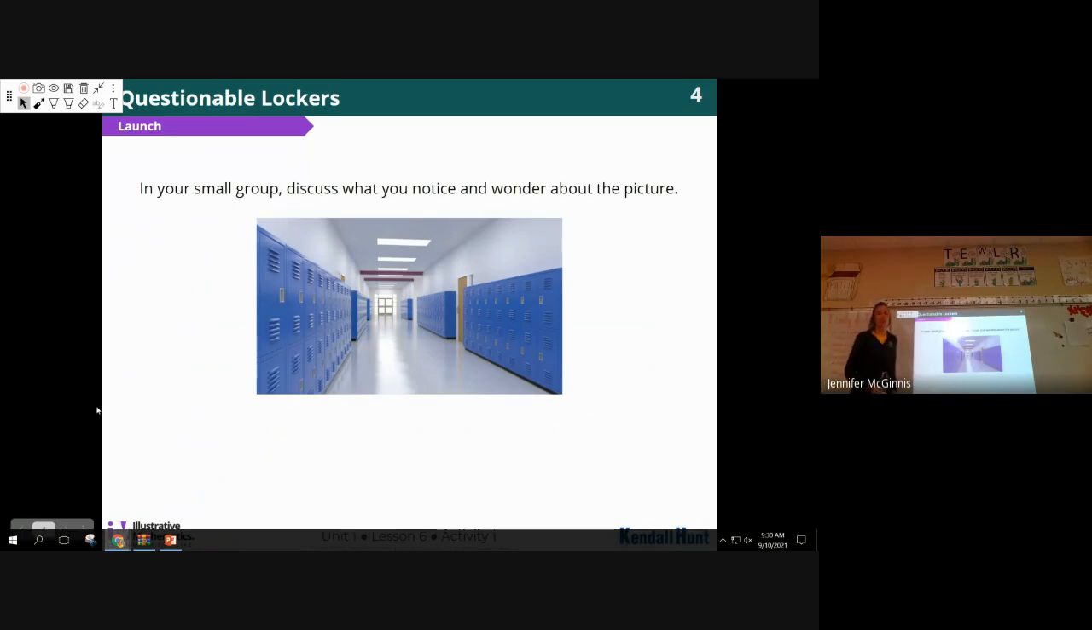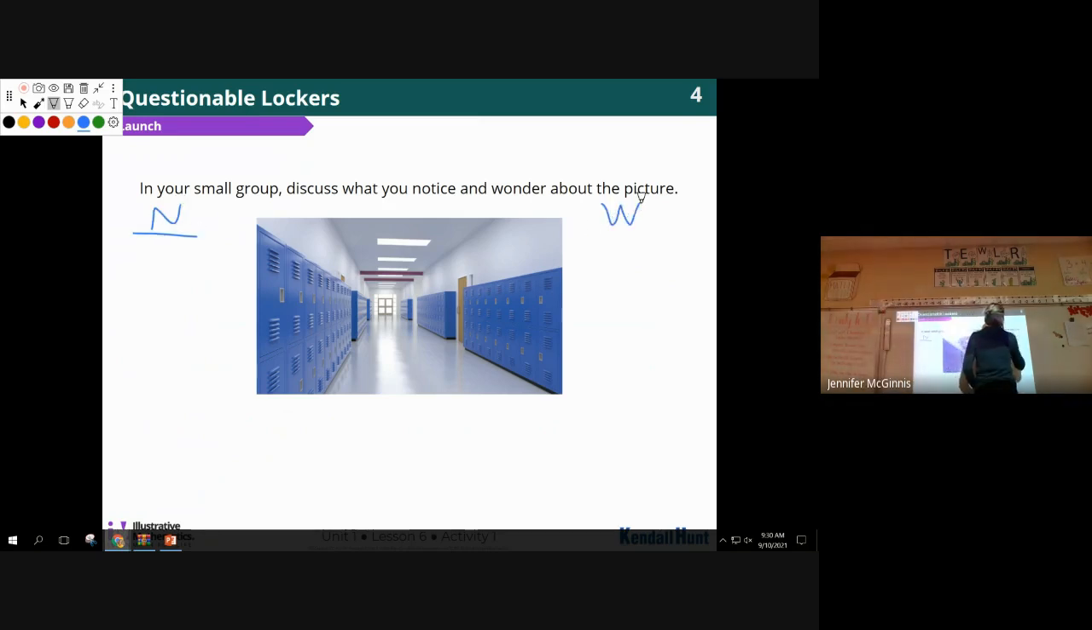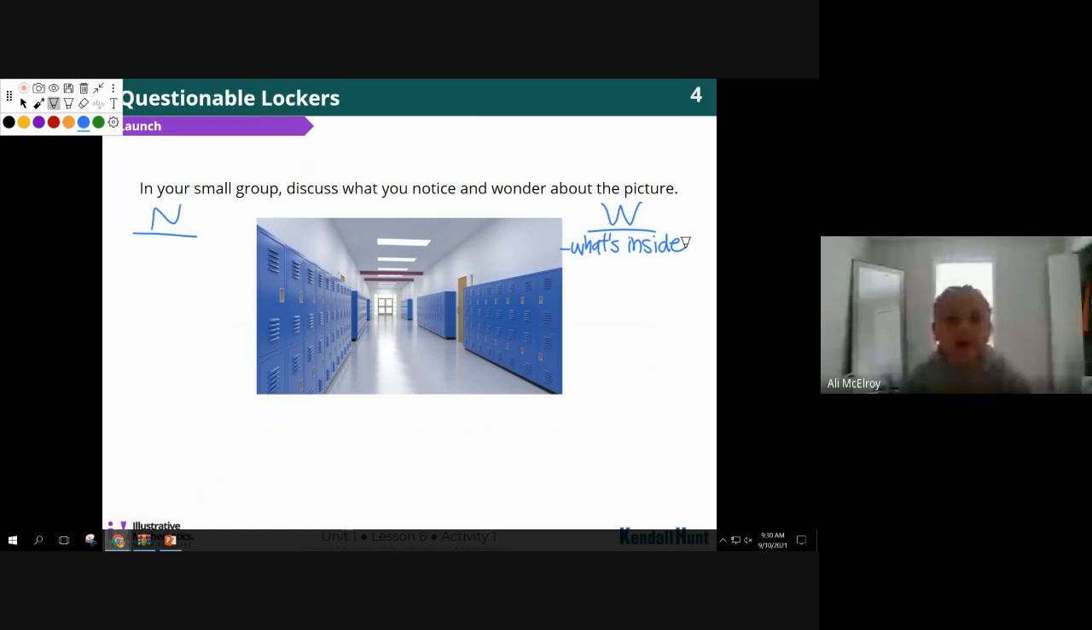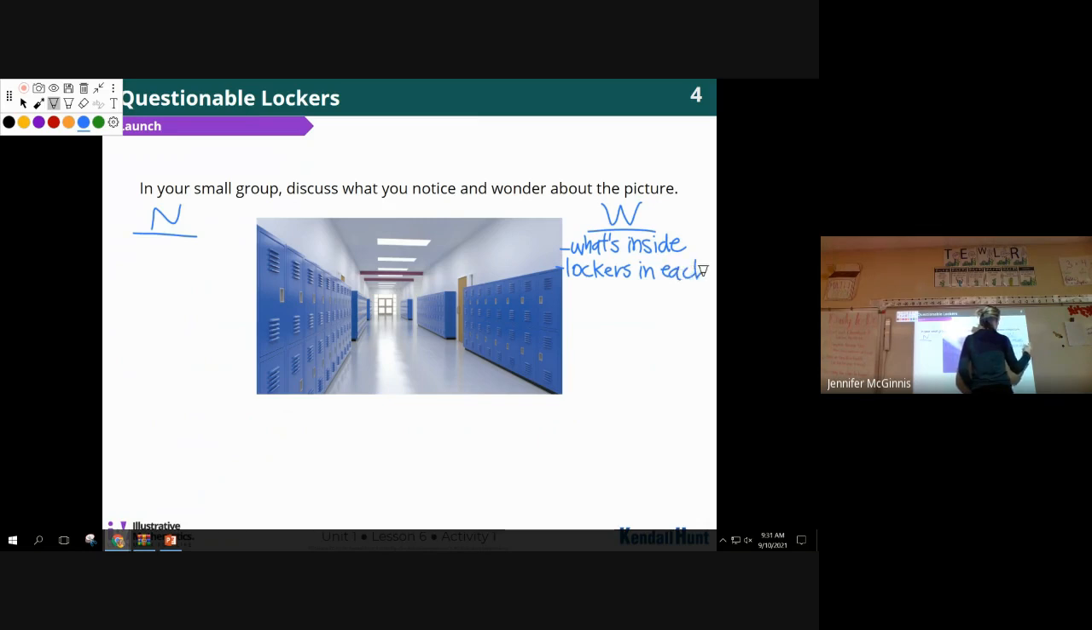So, we talked yesterday. What were some of the things we noticed and wondered about the lockers? Vlad? I wondered what was inside the lockers. Okay, we wondered what was inside. Somebody online raised their hand. Go ahead. How many lockers were in each side, like in each row? Lockers in each row. How many?